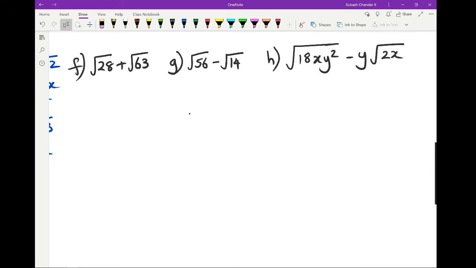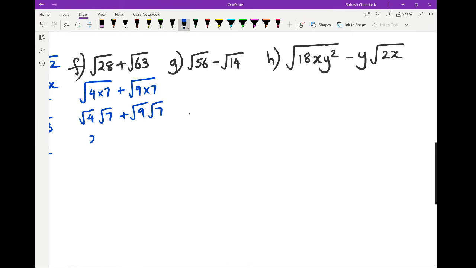Cool, so I'll start doing F first. Looking at the numbers 28 and 63, I can tell straight away that it's a multiple of 7. So I'm going to rewrite this as 4 times 7, and 63 is 9 times 7. So this would be square root of 4, square root of 7, plus square root of 9, square root of 7. So I'm going to get 2 square root of 7 plus 3 square root of 7, which equals 5 square root of 7.